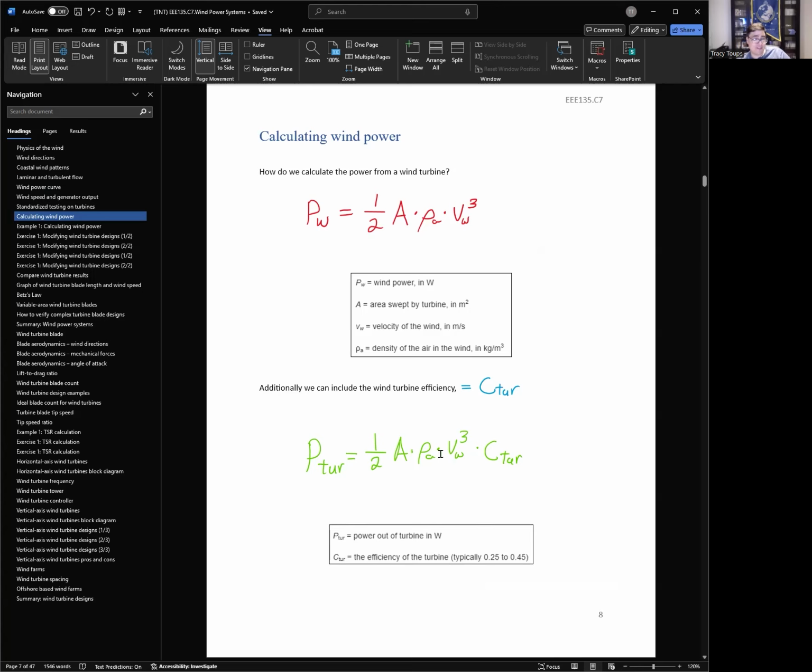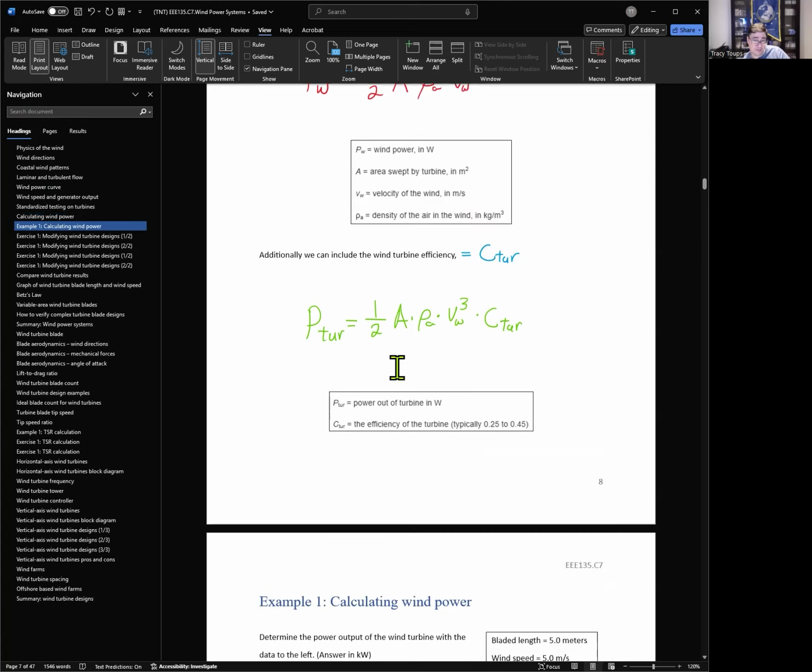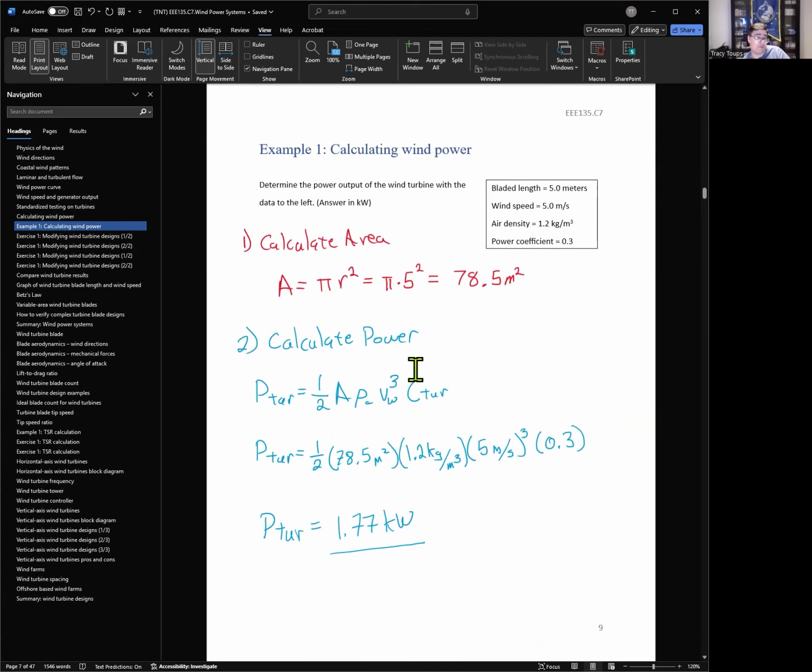Are we leaving a lot on the table? Yes, we are, because 25 to 45% is not exactly good, but this is a limit of our design in today's world. If you could break this to like 80%, you'd be a billionaire in a year. But unless you can break the laws of physics, we're stuck with that number. Now, let's do an example just to see the number crunching. Determine the power output of the wind turbine with the data to the left, right? I should probably say right.